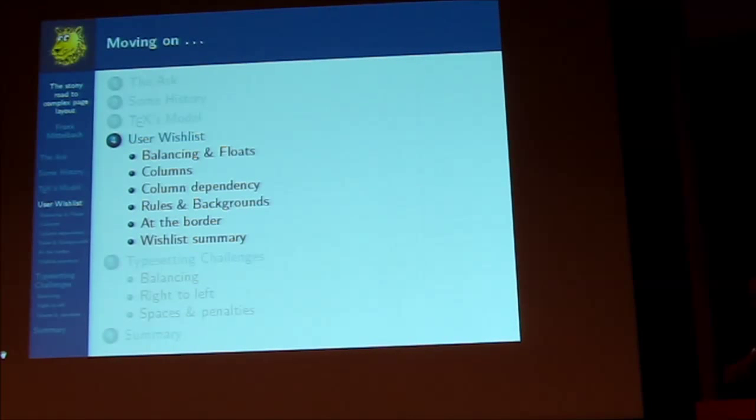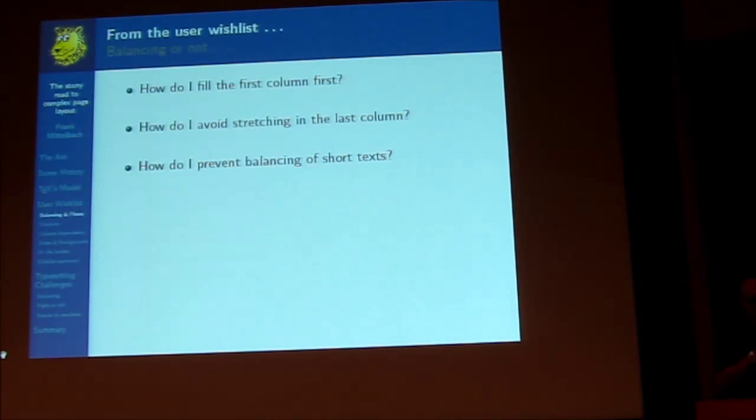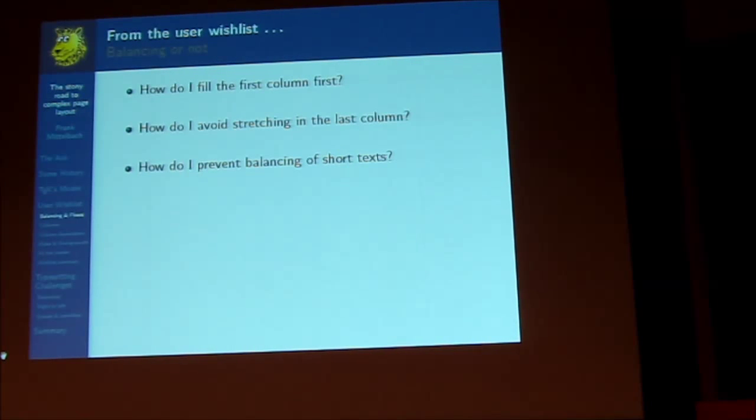A little bit more detail on the user wish list. This is mostly coming from Stack Exchange, the fairly popular question and answer site these days, and I was looking around at what people are asking for these days, plus things that I know from the last 20 years. So things like, how do I fill the first column first rather than do balancing? How do I avoid stretching the last column, which is a fairly good thing to have in certain cases? How do I prevent balancing of short texts?